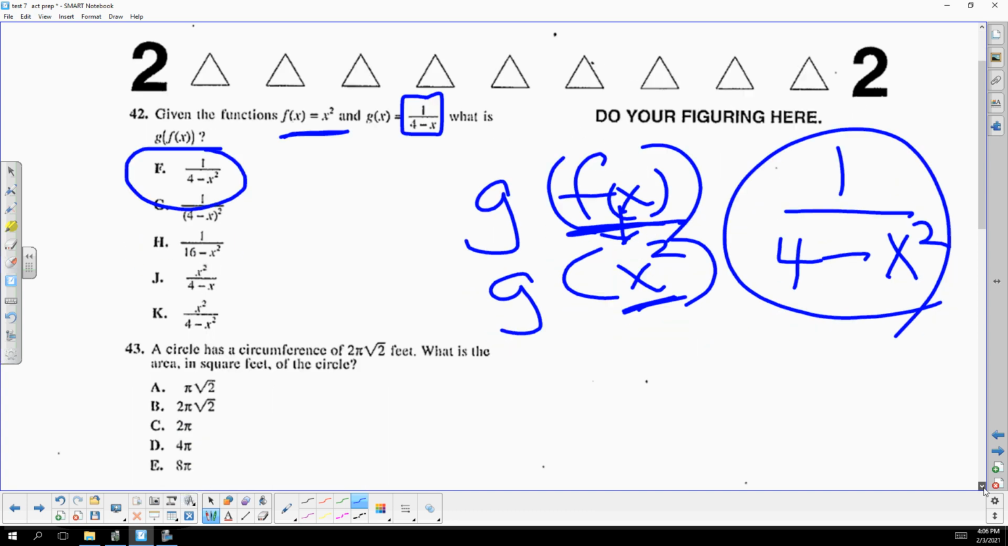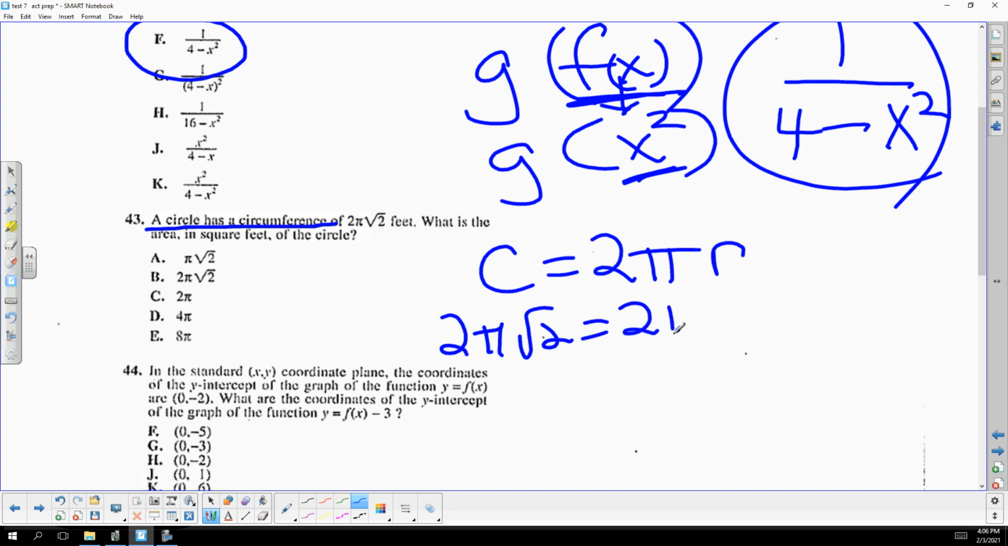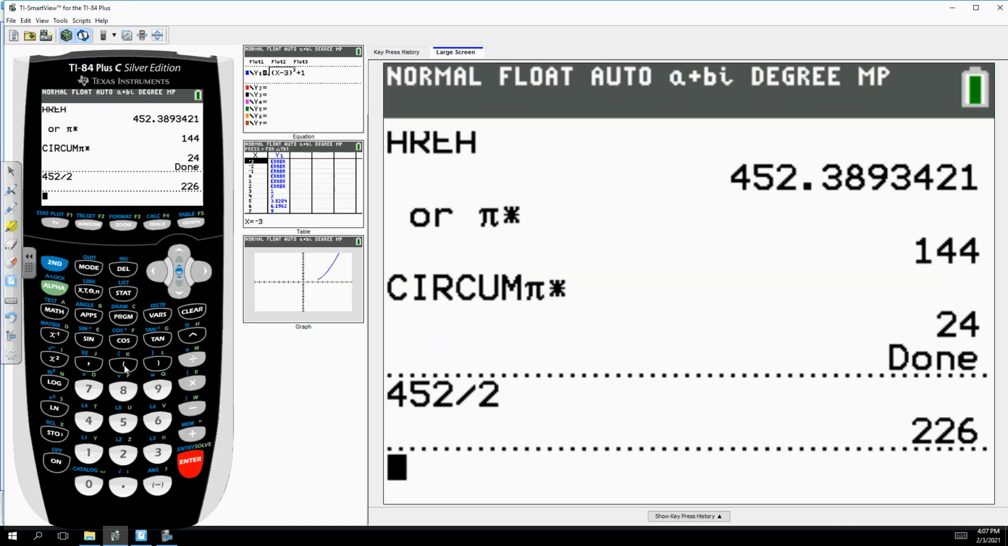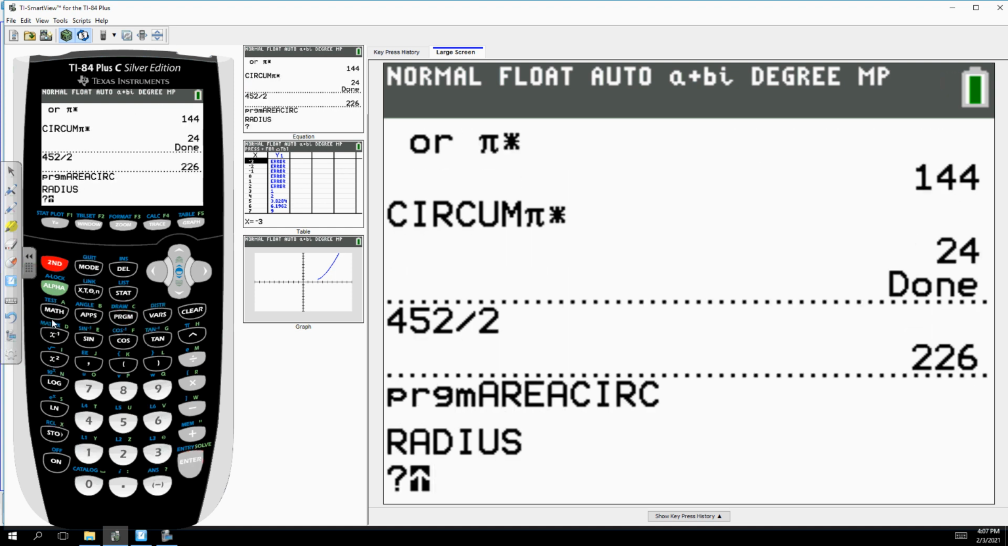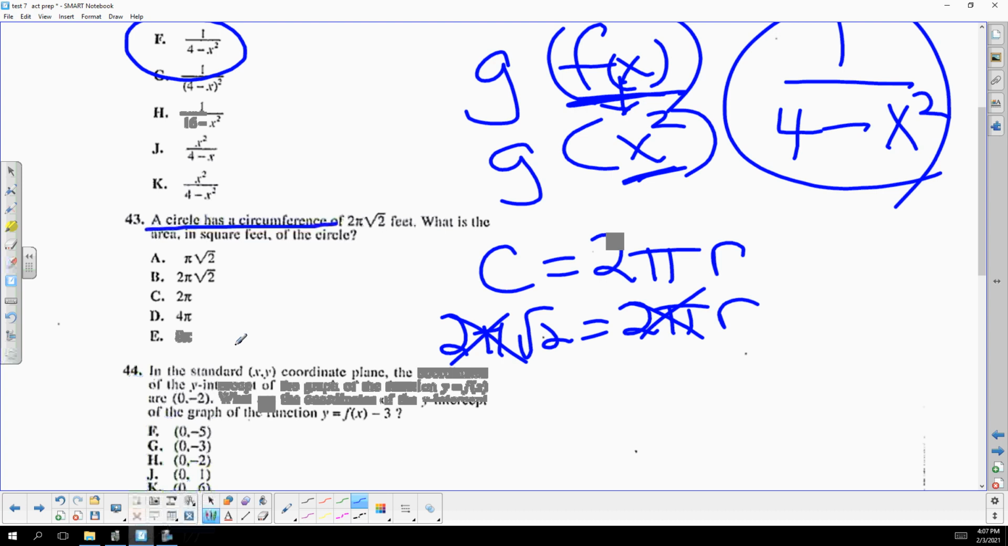Tricky. This one you kind of need to know your formula, though I usually say you don't. A circumference is 2 pi radius. So 2 pi root 2 is 2 pi radius. The 2 pi cancels, and the radius is square root of 2. Now you could use my program because the radius is root 2, and you get 2 pi or 6.28 for the answer.